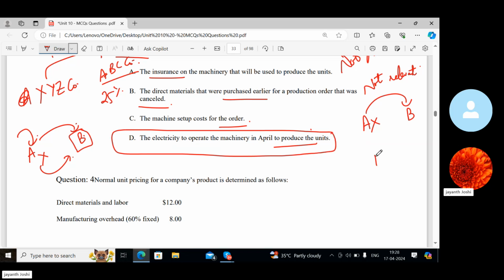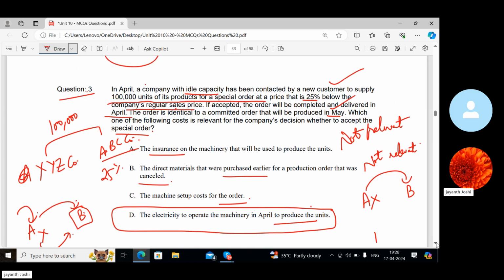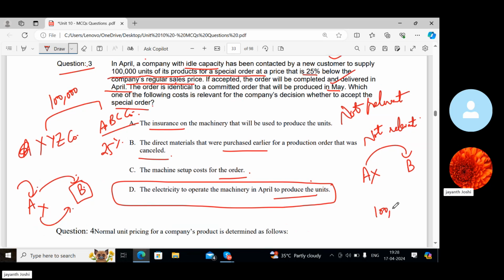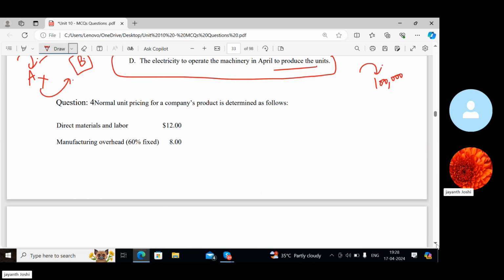Since for the number of orders you're taking up, you have to pay an additional electricity bill for fulfilling this order. Hence, it is an understood fact that definitely you have to include this in your relevant cost list. Which of the following costs is relevant? This is the relevant cost. Next one. Please go through this.